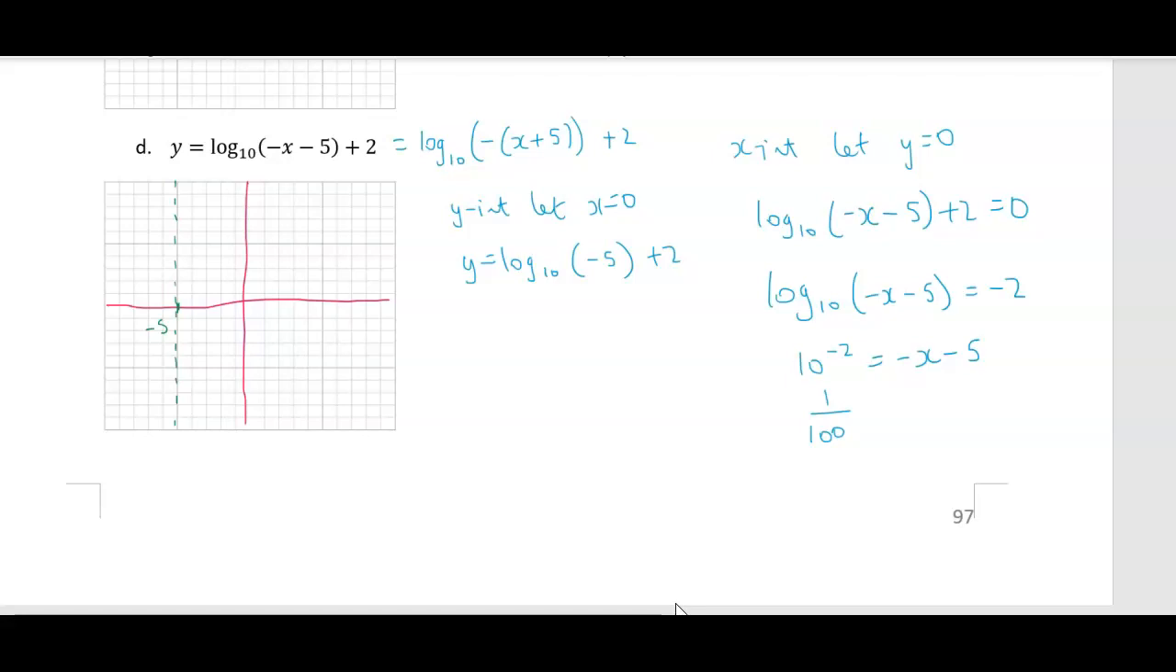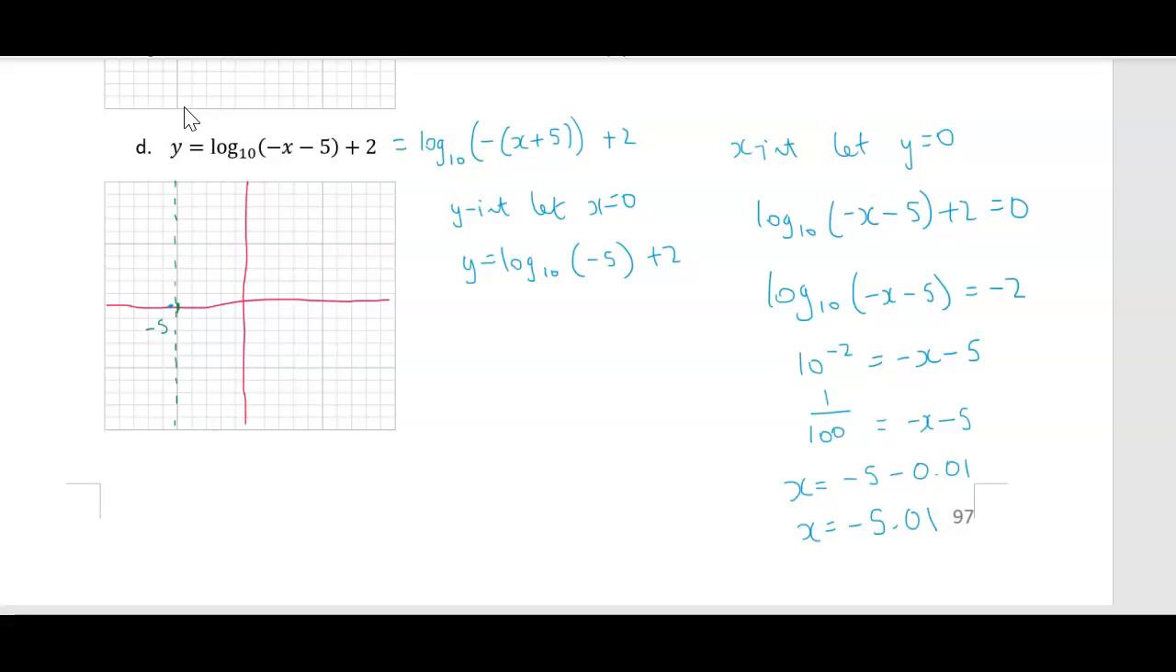All right, so 10 to the power of -2 is 1 over 100. And then we've got -x minus 5. So x is equal to -5, minus, now, you can leave it as a fraction. I'm going to do it as a decimal. So 1 hundredth is 0.01. So x is equal to -5.01, which is just, I guess, very close there.